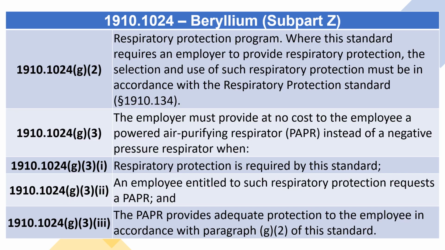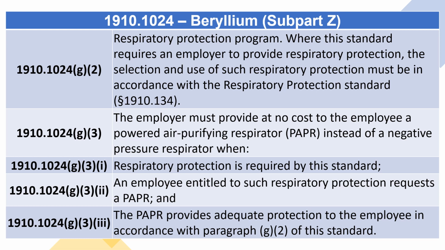1910.1024(g)(2), respiratory protection program. Where this standard requires an employer to provide respiratory protection, the selection and use of such respiratory protection must be in accordance with the Respiratory Protection Standard, section 1910.134.